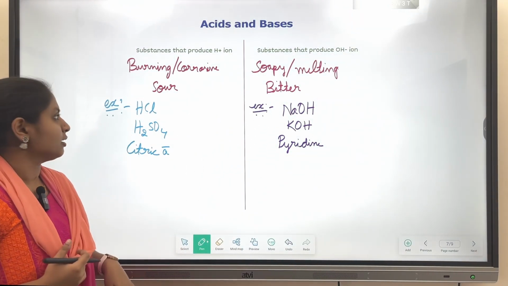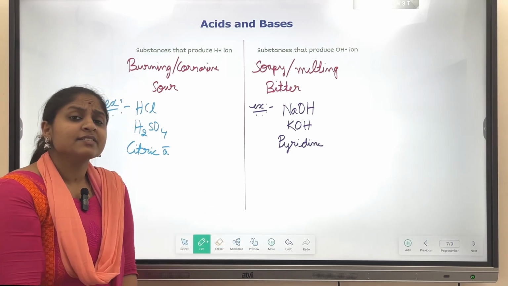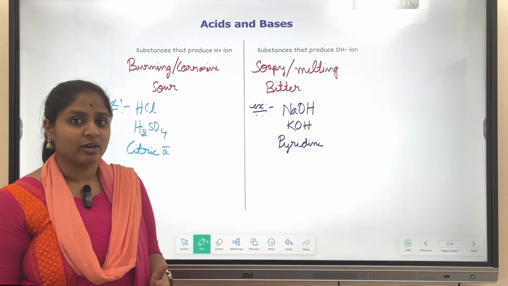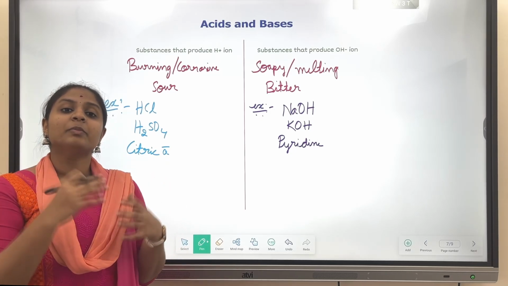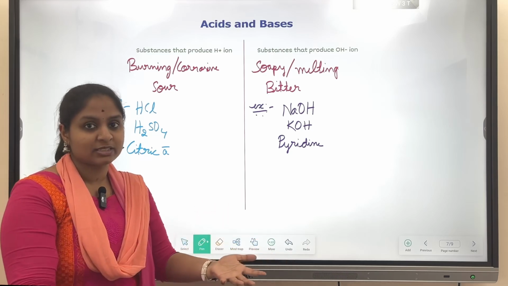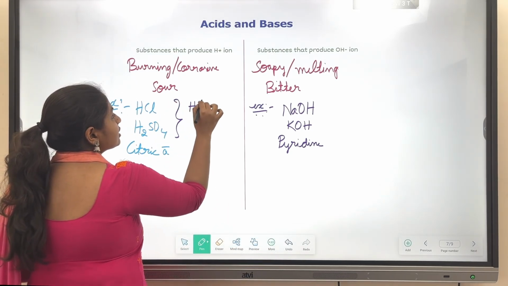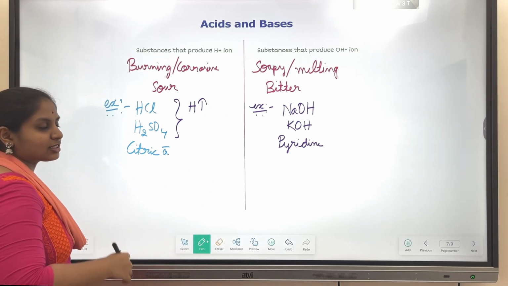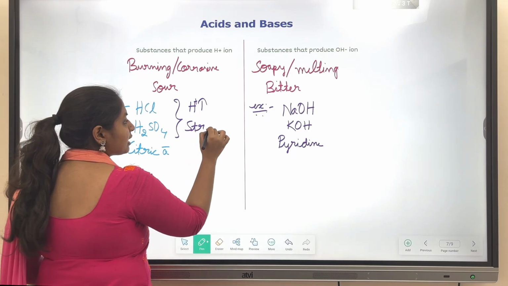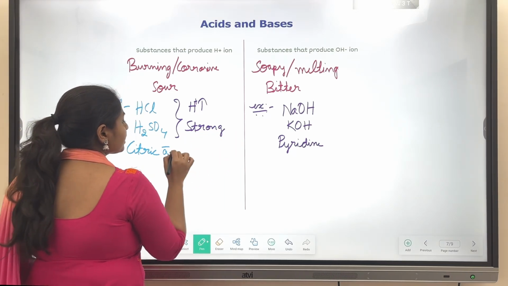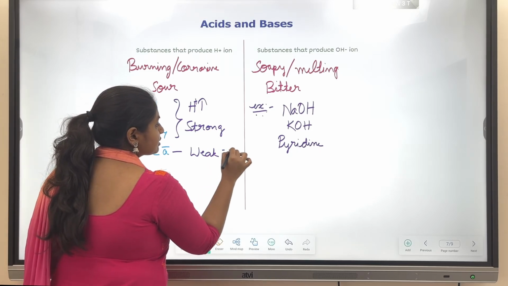Now, if you closely observe, HCl and H2SO4, when they react, will give a larger number of H+ ions, whereas citric acid will give fewer H+ ions. So, based on how many H+ ions they give, we can classify them as strong acids and weak acids. If they give more H+ ions, we call them strong acids, and if they give fewer H+ ions, we call them weak acids.